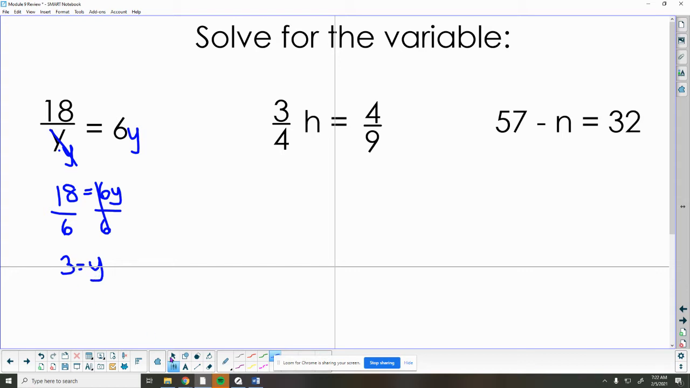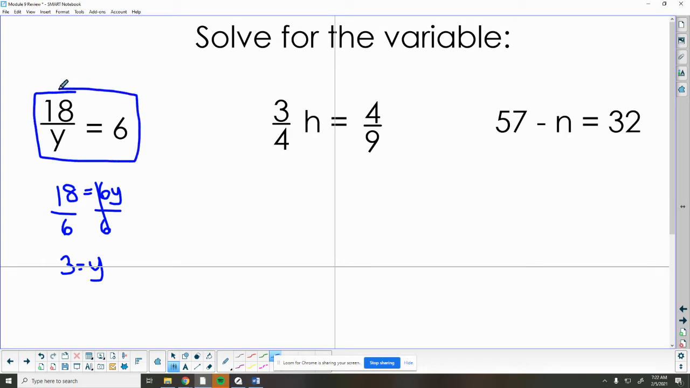So let's plug that back in and see if that fits into our problem here. 18 divided by 3 is 6. 3, 6, 9, 12, 15, 18. It's exactly 6. So yes, 3 is y. Y is 3. So this one was pretty simple.